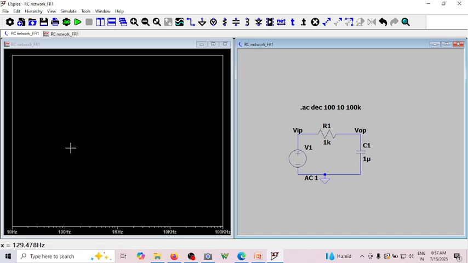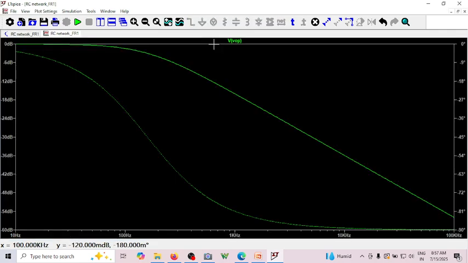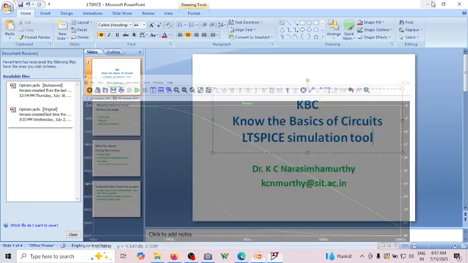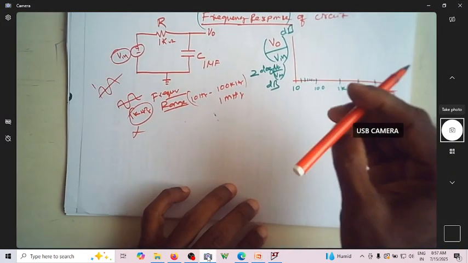Then what you're supposed to plot here, I'm supposed to plot this V naught, because I'm interested in V naught in the frequency response. When I plot this V naught, can you see this is my V naught? This is V of V output. So whatever you are getting here is V of output. Just give me 1 minute for clarification.